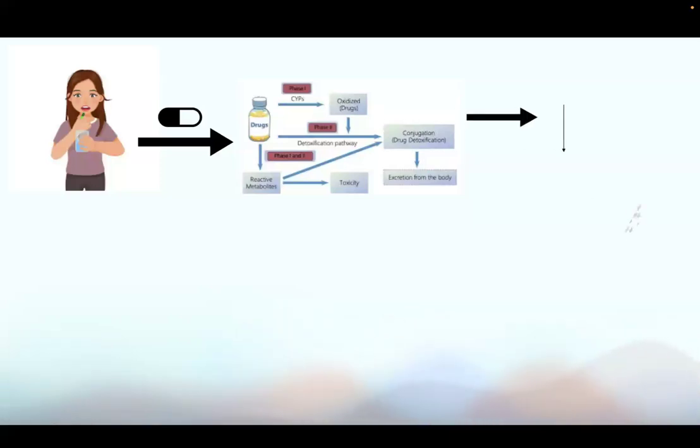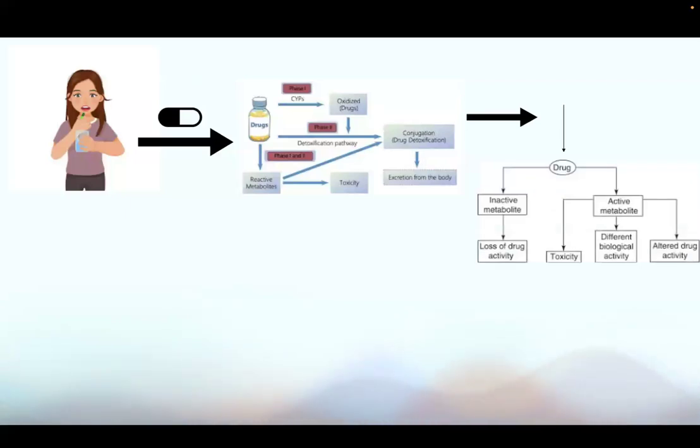So what happened in our case? Let's understand. See, this is another flow chart to understand that a drug can have two mechanisms. They can either be converted into inactive metabolites, so loss of drug activity, we don't have any kind of effect, on the left side. On the right side, the drugs are getting converted into active metabolites with the help of the enzymes. Active metabolites again can have different biological activity, can have toxicity, or altered drug activity.